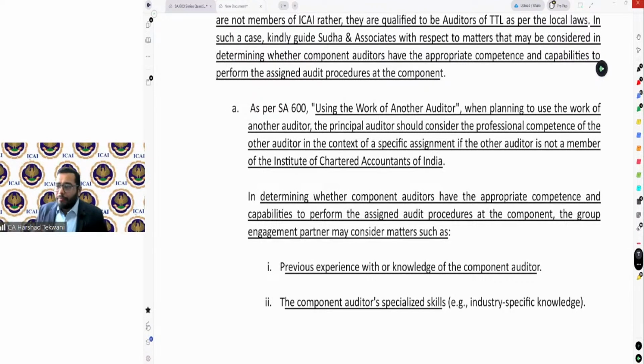I also can visit the other auditor. I can visit the component management also. Over there, I can discuss. And by these inquiries, checklists, and questionnaires, I can get the information I require. Clear?